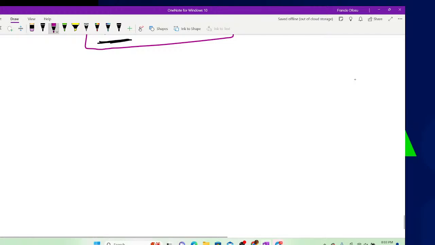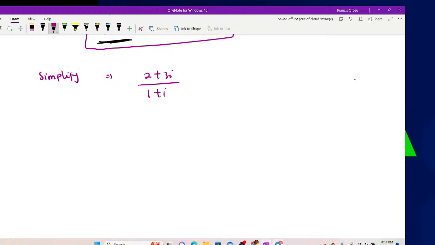So in our example, we are going to simplify the expression 2 plus 3i over 1 plus i. How do I simplify this? This is a simple division. I can do this by applying my conjugate. So the conjugate of 1 plus i is simply equal to 1 minus i.